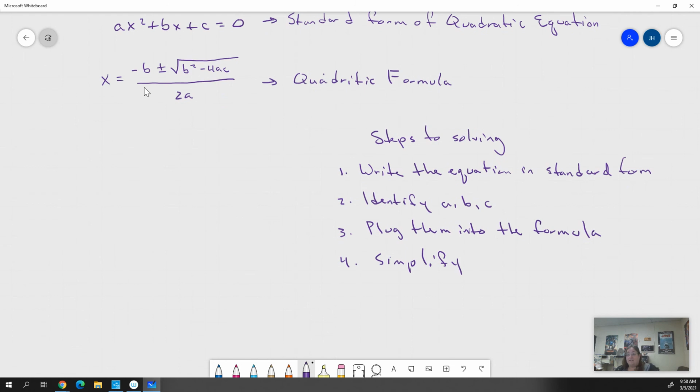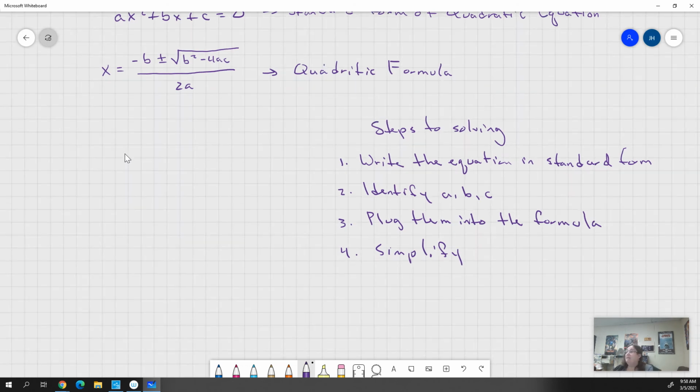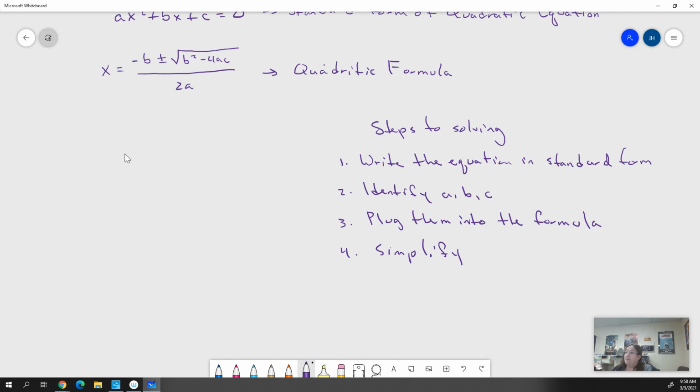The key is knowing the formula, right? But it's written in front of you. You can keep it written in front of you the entire time you're doing it. I suggest memorizing it at some point. It's ingrained in my brain. I could see it in my sleep sometimes. But there it is. x equals minus b plus or minus the square root of b squared minus 4ac over 2a. So let's look at how we use it.